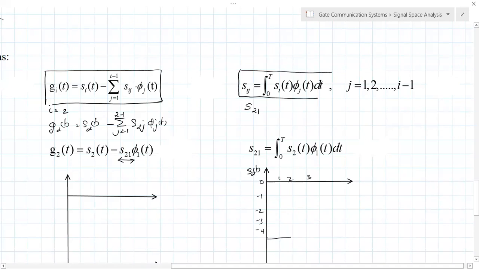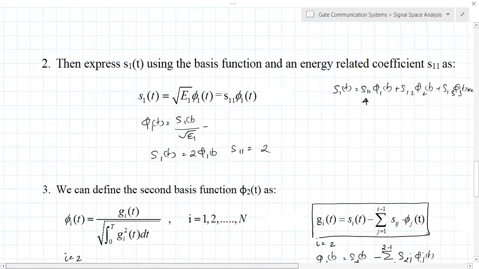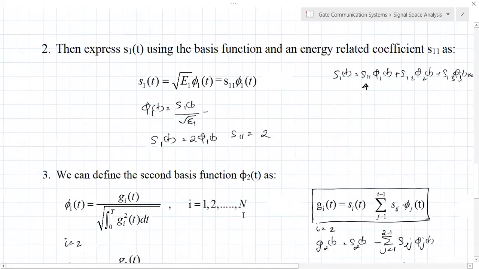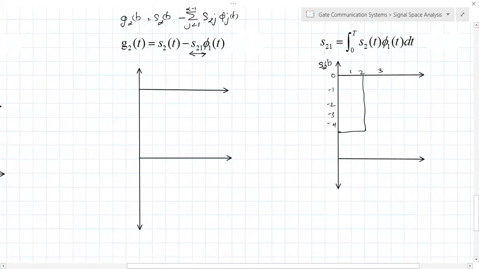So signal S2 exists from 0 to 2, and its amplitude is -1. That's S2 of t. And we need to multiply it with phi 1 of t. We already got phi 1 of t as a signal which exists from 0 to 1, and the amplitude is 1. So I can plot that also. I need phi 1 of t, that is 0 to 1, the amplitude is 1. And in order to calculate S21, we need to multiply these two signals.